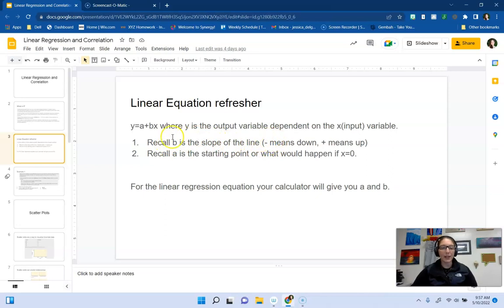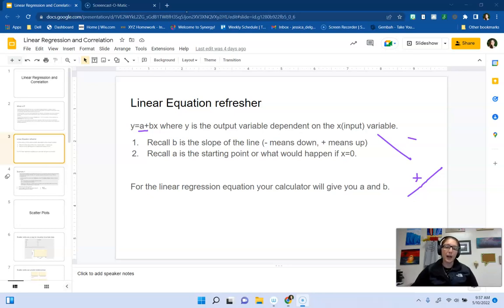Remember, if you have a negative slope, so if b is a negative number, it means our line is trending down. And if b is a positive number, that means our line is trending up. And a is an important number because that's the starting point, or what would happen if x is equal to 0. If x is equal to 0, these terms go away and y is just equal to a. So a is our starting point, b is our slope.